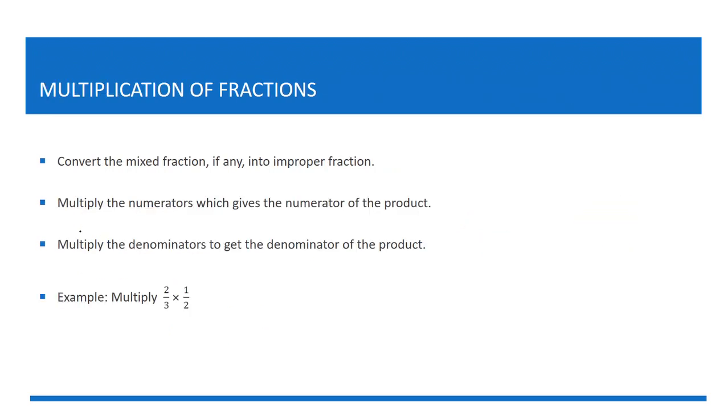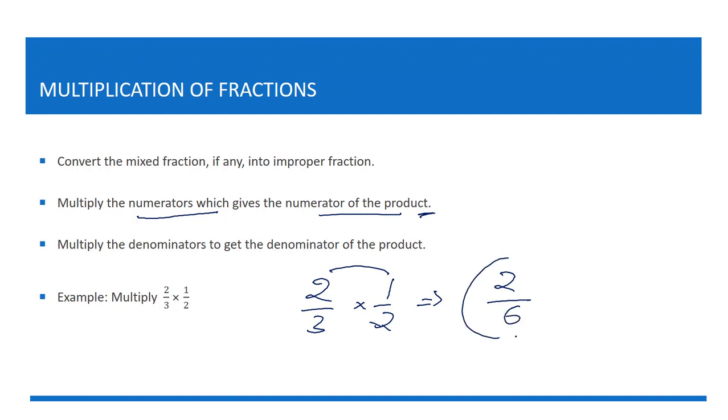Fine. So now go with the multiplication of fractions. It's very simple. If they have given any mixed fraction, convert it into an improper fraction, and then multiply the numerators, which gives the numerator of the product, and multiply the denominators to get the denominator of the product. Let us take 2 by 3 into 1 by 2. They have not given any mixed fraction, so directly multiply: 2 1s are 2, 3 2s are 6, 2 by 6 is the answer.